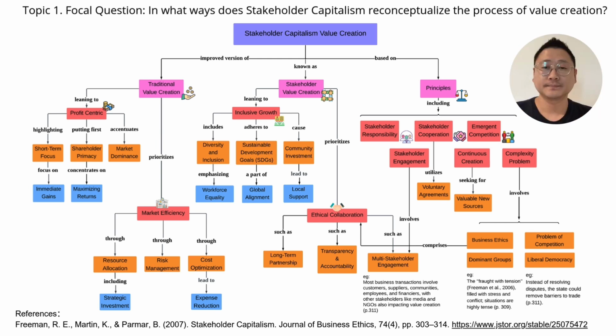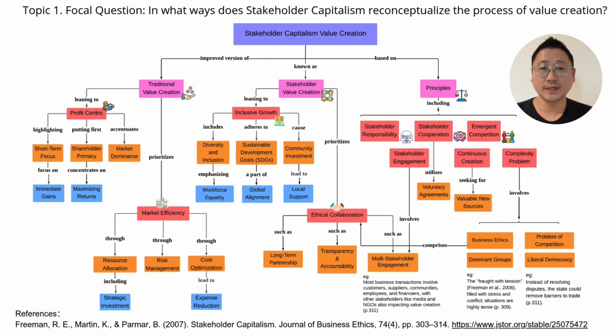Thank you. Now that my teammate has explained traditional value creation and stakeholder value creation, I will continue by discussing the principles of stakeholder capitalism and how they are applied in real-world business scenarios. First, stakeholder responsibility. Companies must take responsibility for their impact on society and the environment. This means that businesses should focus not just on profits, but also on the well-being of employees, customers, and the environment. By doing so, companies can create long-term value and build trust with all their stakeholders.